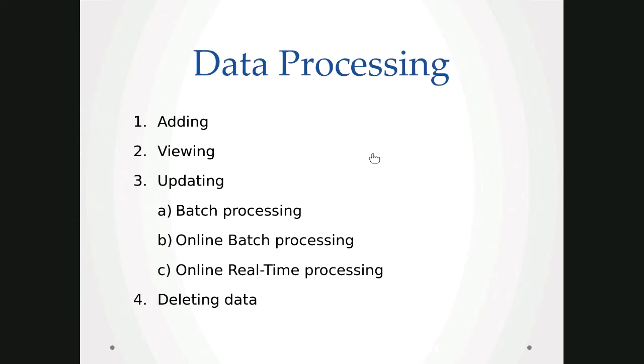Now we go to the next, data processing. The data processing is fairly simple. Number one, adding data. There's no explanation needed, adding more data. Number two, viewing the data, right? Opening the file and looking at the data. Number three, updating the data, making changes, adding, deleting, modifying the data. And number four, deleting the data. Again, simple to understand. In the updating of the data, we have three different types of updates, and we're going to discuss them one by one.